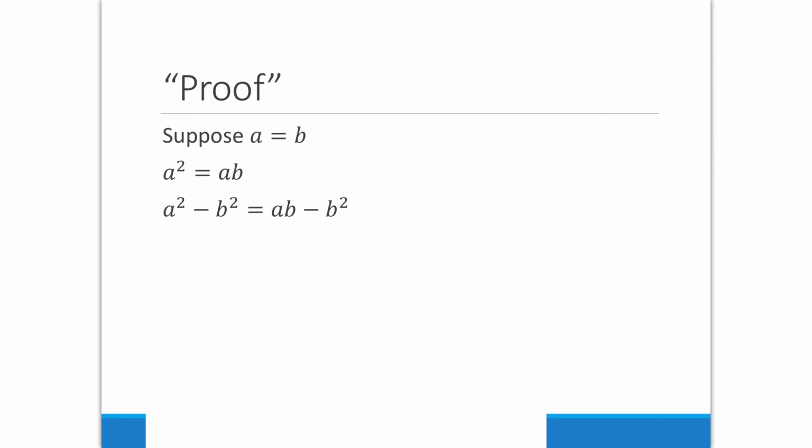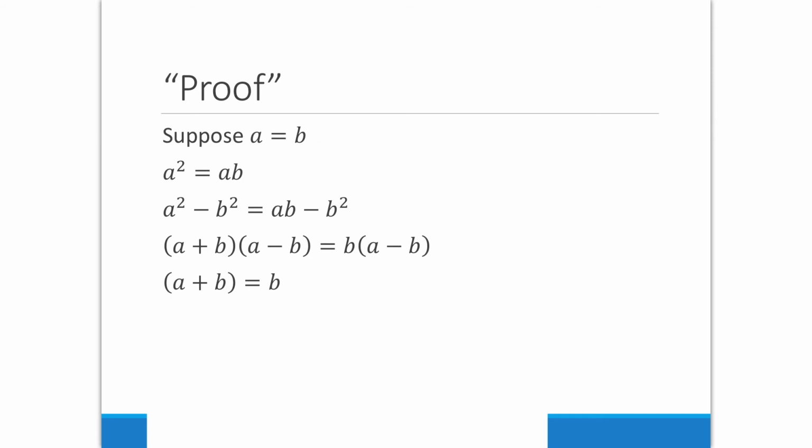Well, if I subtract B squared from both sides, it looks like I've got some factoring I can do. Here I have a difference of squares, so I can factor that, and here there's a B in common, so I can factor that. So I'll get (A plus B)(A minus B) equals B times (A minus B). Well, notice we've got an A minus B on both sides, so we can cancel that, giving me A plus B equals B.